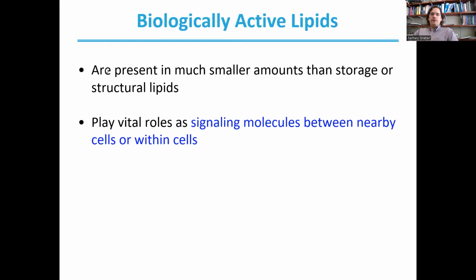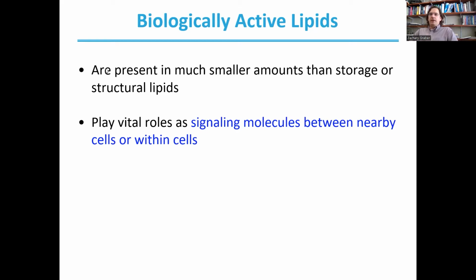Because of the importance of the cell membrane for signaling interactions, it's very important that we have lipids that are involved in these interactions as well. So biologically active lipids, also called signaling lipids, are lipids that are present in small amounts and play key roles in these signaling interactions that occur around our membranes.